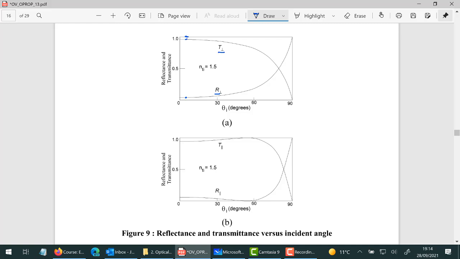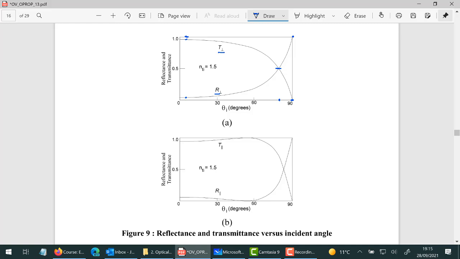Okay, energy is conserved. And as we increase the angle of incidence, we get to a point where all of the light is being reflected, none of the light is being transmitted. And there's a point here, around 80-something degrees, where half of the light is reflected and half of the light is transmitted.